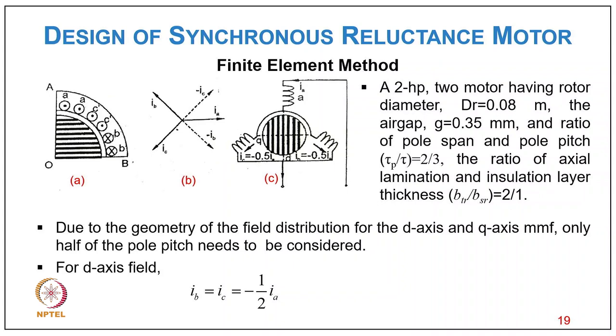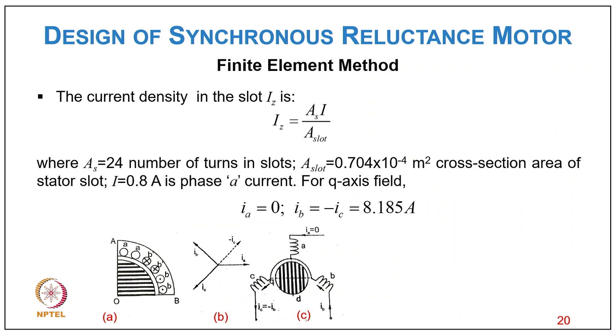Due to the geometry of the field distribution for the D and Q axis, only half of the pole pitch needs to be considered. For the D axis, IB equal to IC equal to minus half IA. That is the condition for three phase. Now the current density in the slot JZ equal to IS upon A slot, where S equal to 24 is the number of turns in the slot.